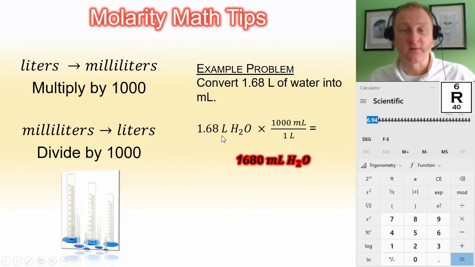We move the decimal place over 3 times. So 1,680. By the way, this 0 is not significant because there's no decimal place. So we have 3 significant figures right now. If there was a decimal place, this would count. But there's no decimal place here, so it doesn't count. So this number actually still has 3 significant figures.